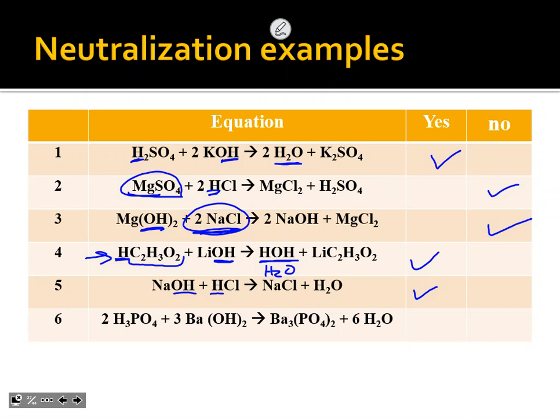What say you to number 6? It's a little bit more confusing. This is definitely an acid. This is definitely a base. Now this has 3 hydrogens there. That's phosphoric acid plus barium hydroxide. Our salt is going to be barium phosphate, and then we get the water out of it, so that's a yes. Very good.